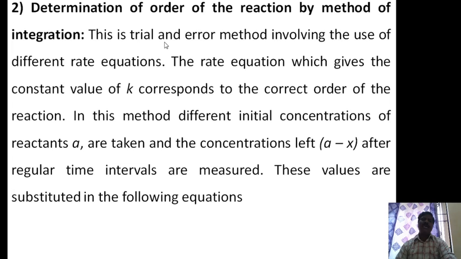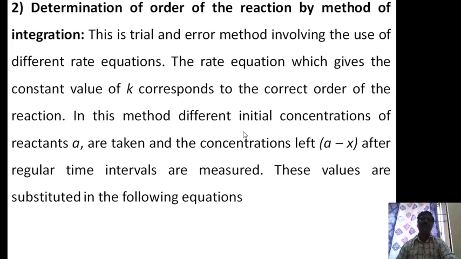This method is also called a trial and error method, because we cannot get the answer directly. You first have to make a trial. If it is the correct one, you keep it. If it is the wrong one, you go to another. Therefore, this method is a trial and error method involving the use of different rate equations. The rate equation which gives a constant value of K corresponds to the correct order of the reaction.